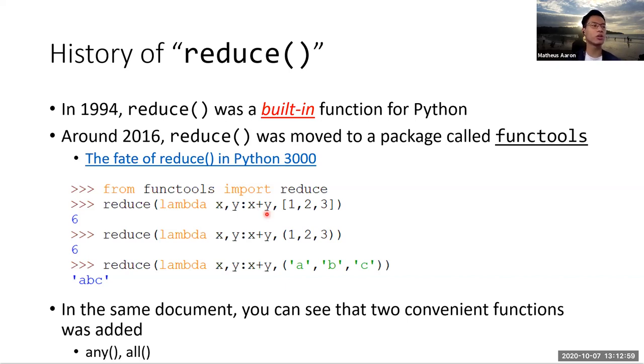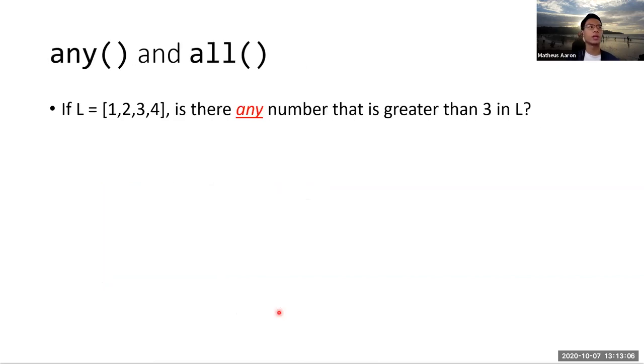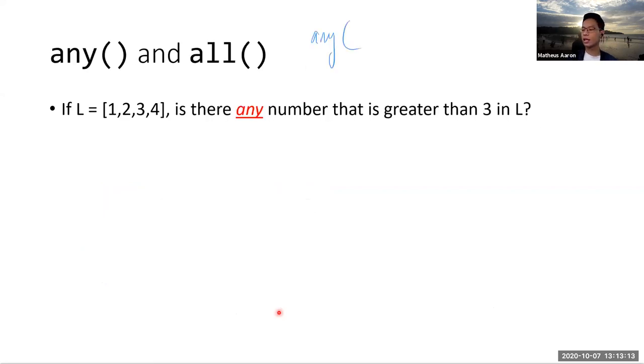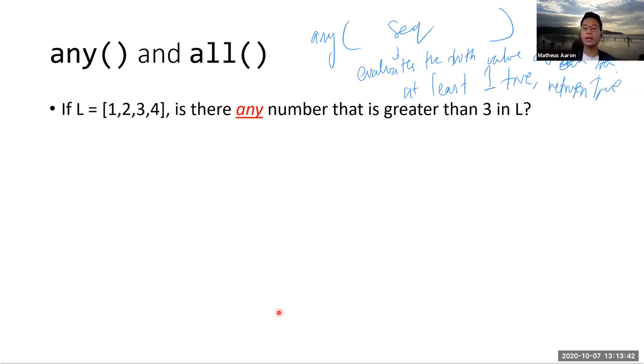Yeah. So there are also other two functions that were also in functools, which is any and all. And if you remember any, right, for any, it's basically any takes in a sequence, right? And then what it does is evaluates the true value of each item, and if there's at least one true, returns true. As Fang Kiang mentioned, any is actually the OR gate. So in this case, it's basically the same as having multiple sequences and having OR in between.